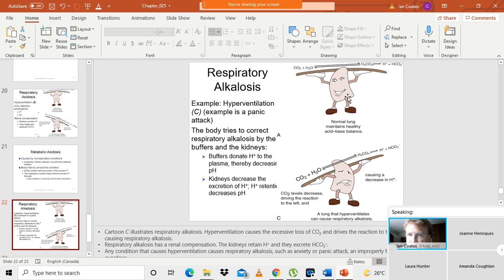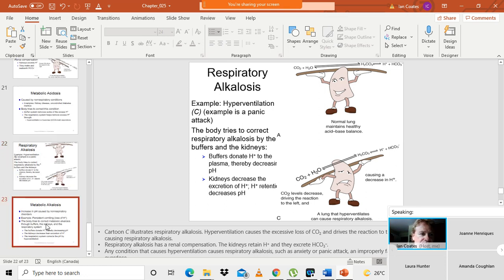Respiratory alkalosis. Again, same smiling lung. And here on the other side, we have too much CO2 leaving, so CO2 levels decrease, driving the reaction to the left and causing a decrease in hydrogen. So we need this up. This is where the kidneys can retain more hydrogen. They can start dumping bicarbonate. Lots of things that the kidneys can do.